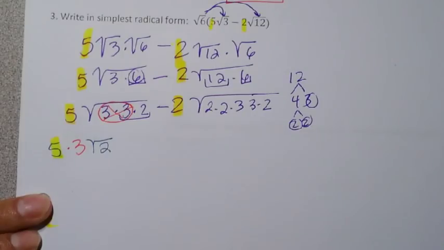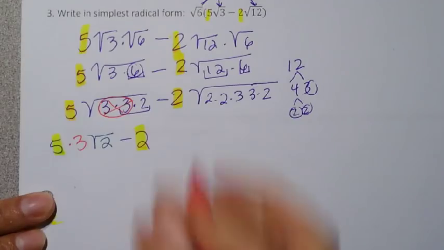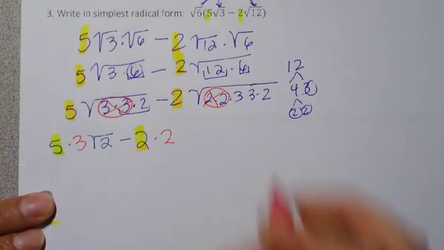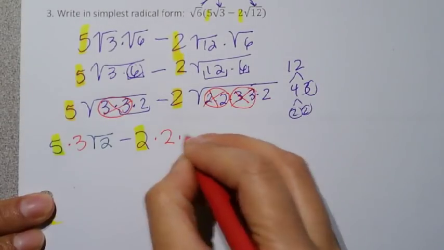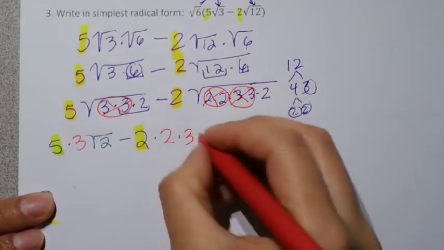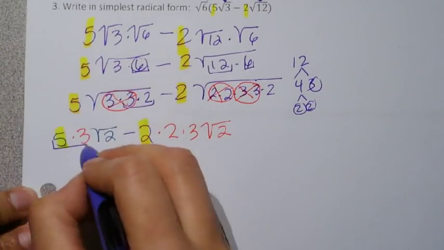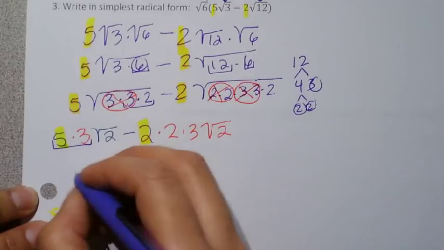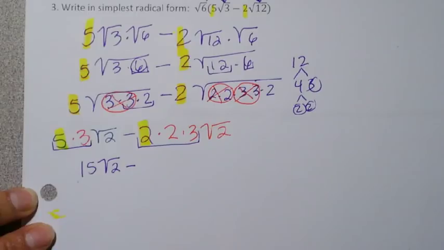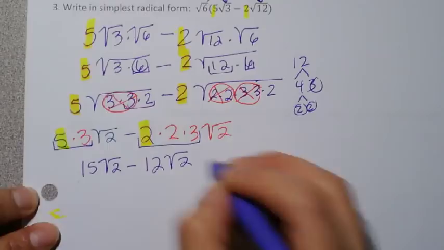Over here I'm going to have the minus 2. My coefficient is still there. I have these 2 in, 1 out, 2 in, 1 out. We found 2 perfect squares there to take out. And then I'm left with the square root of 2. From here, I'm going to have to multiply my coefficients. So 5 times 3 is 15. Minus, and then I'm going to multiply my coefficients. That's 4 times 3 is 12. And then square roots of 2.